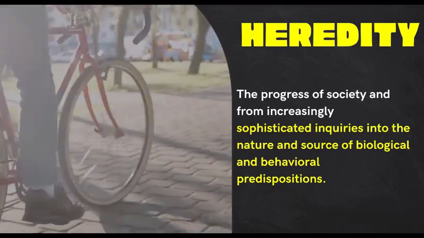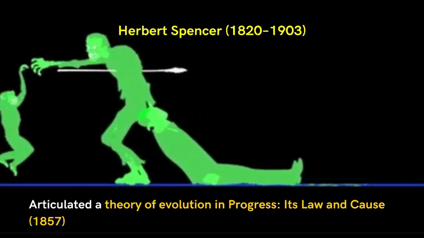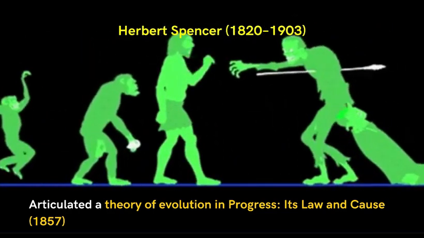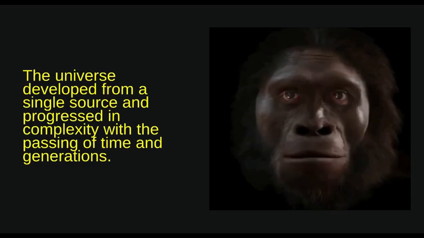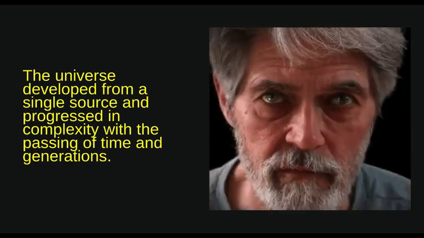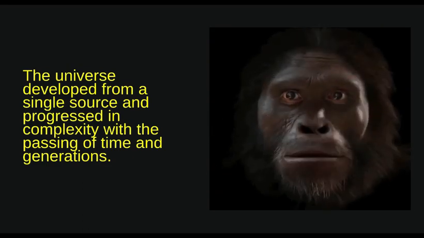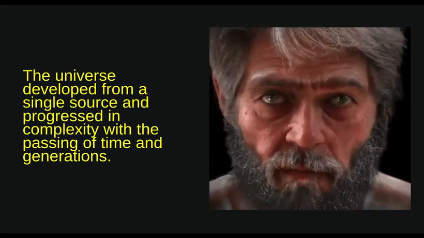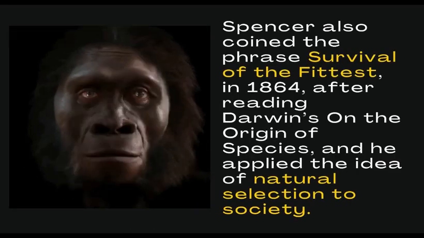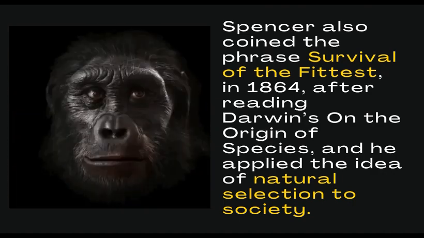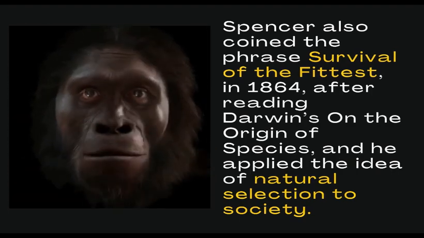First, Herbert Spencer, 1820–1903, an early English social theorist and philosopher. Spencer articulated a theory of evolution in progress, its law and cause, 1857, prior to the publication of Charles Darwin's On the Origin of Species in 1859. Spencer proposed that everything in the universe developed from a single source and progressed in complexity with the passing of time and generations, becoming differentiated yet being characterized by increasing integration of the differentiated parts. Spencer also coined the phrase, survival of the fittest, in 1864, after reading Darwin's On the Origin of Species, and he applied the idea of natural selection to society.